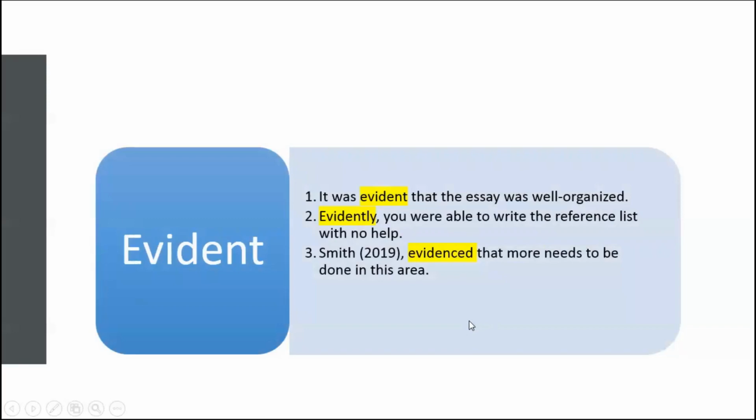Evidence, evidence. It was evident that the essay was well organized. Evidently, you were able to write the reference list with no help. Smith 2019 evidenced that more needs to be done in this area. Okay, so here evidence is used to mean clearly shows. It was evident that the essay was well organized, so it was clearly shown, it was clear to the reader. Okay.